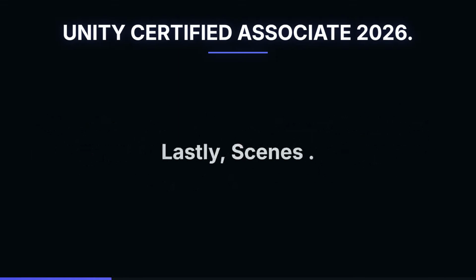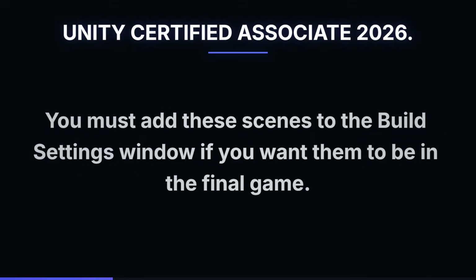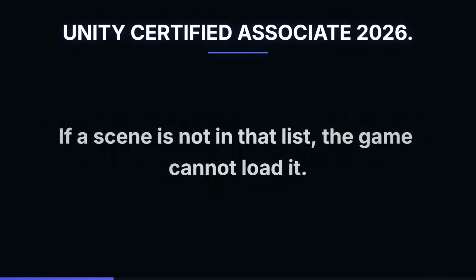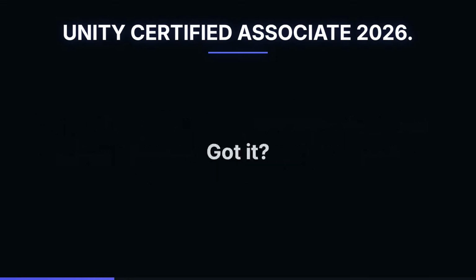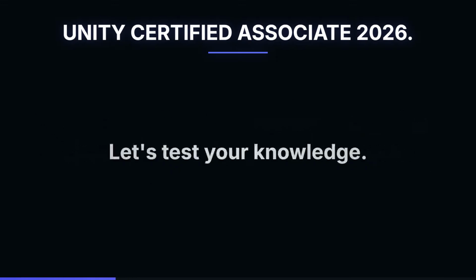Lastly, scenes. A game is made of many scenes: menu, level 1, level 2. You must add these scenes to the build settings window if you want them to be in the final game. If a scene is not in that list, the game cannot load it. Got it? Prefabs, import settings, materials, package manager, and build settings.